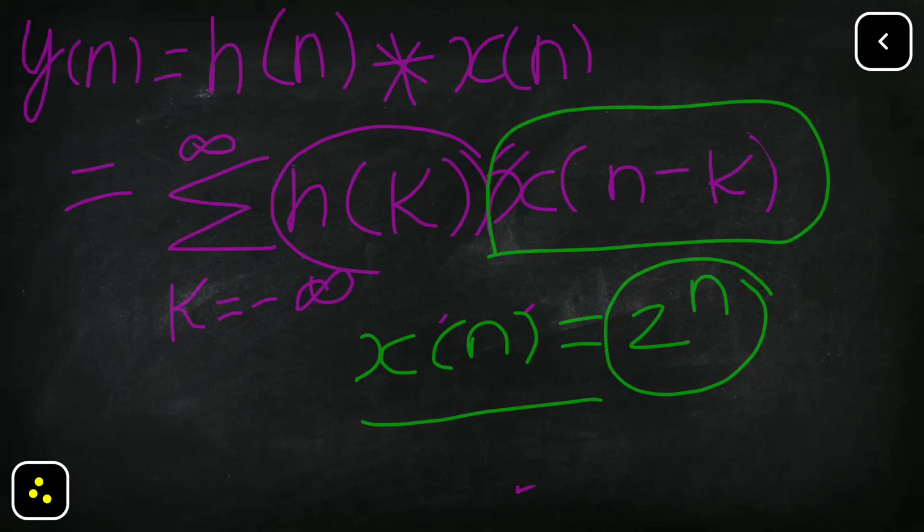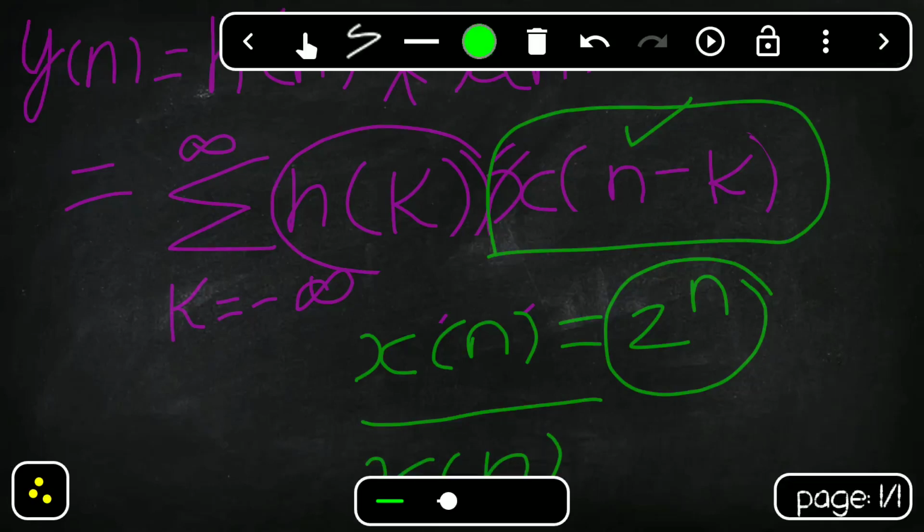So x of n is equal to z to the power of n. Now as this is x of n minus k, what is going to happen is z to the power of n will become z to the power of n minus k, right?